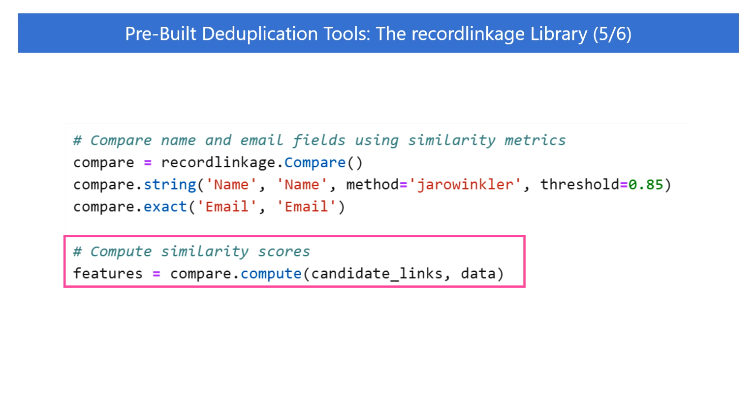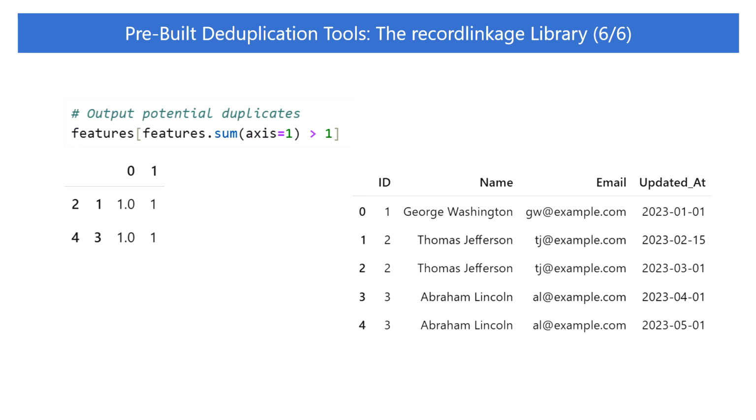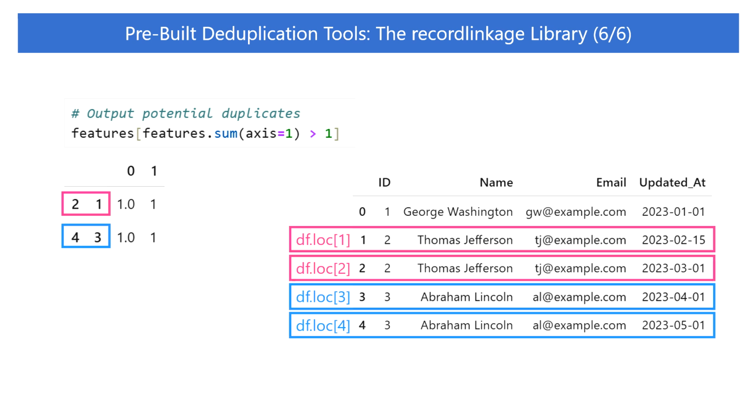Next, calculate similarity scores for each candidate pair. Finally, let's output the record pairs with high similarity scores, that is, where the sum is larger than 1. High similarity scores represent duplicates. These pairs of numbers represent the pairs of the records.